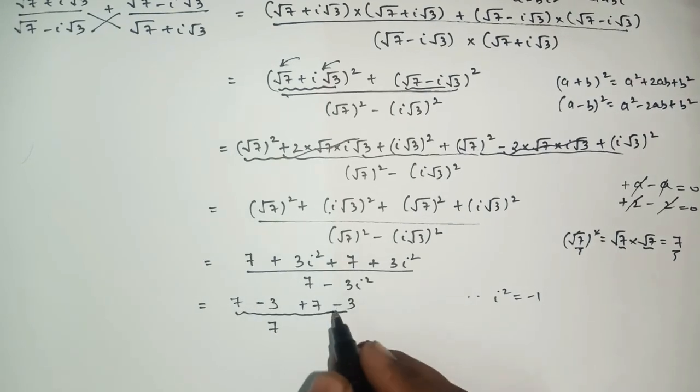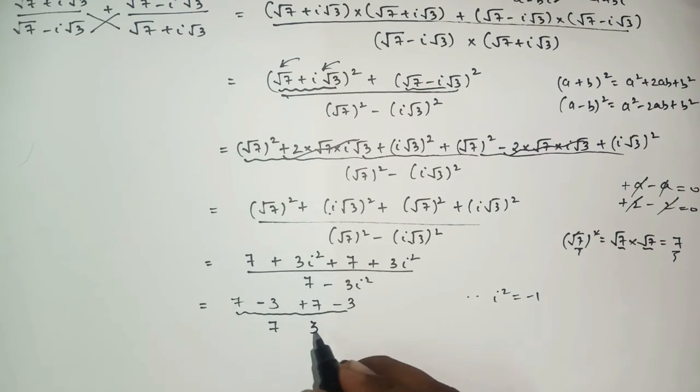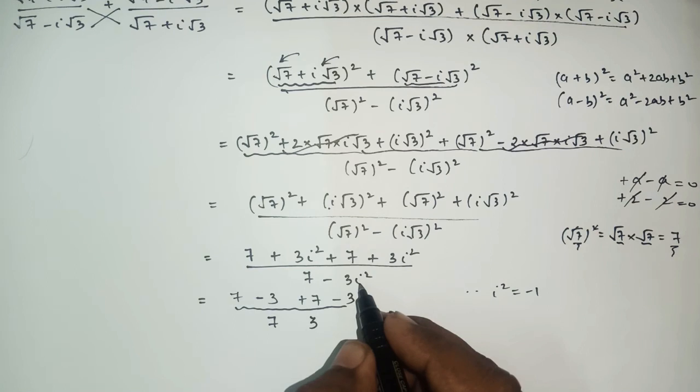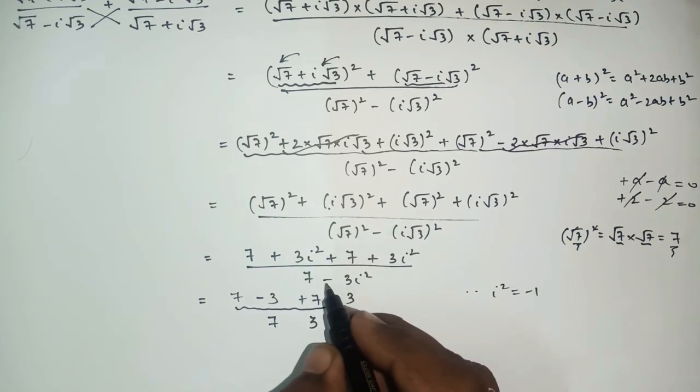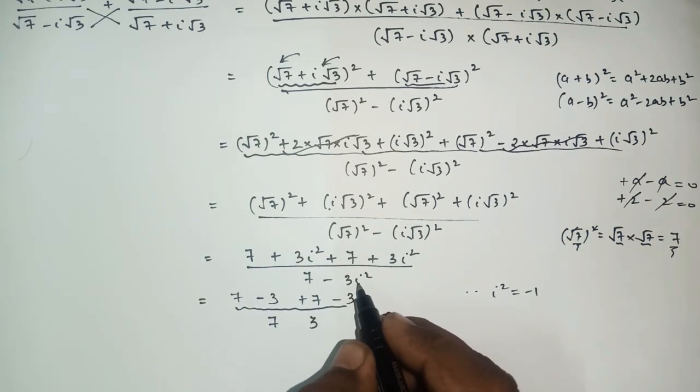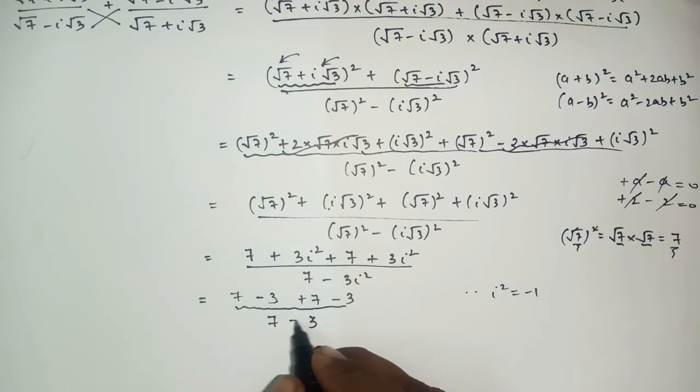7, this will be 3. Yes or no? i square is what, minus 1. So your minus, and here already minus is there, and i square value will be minus. So minus minus will be your plus.